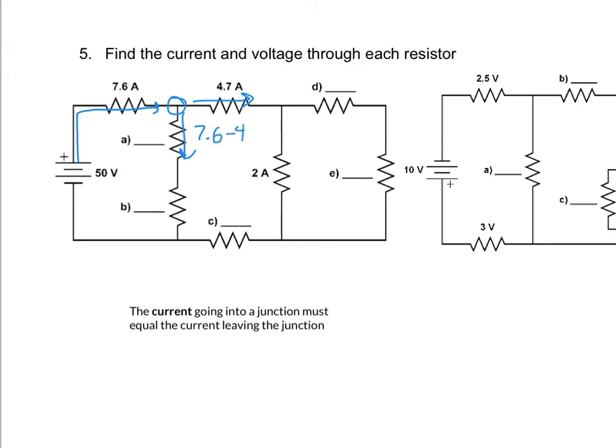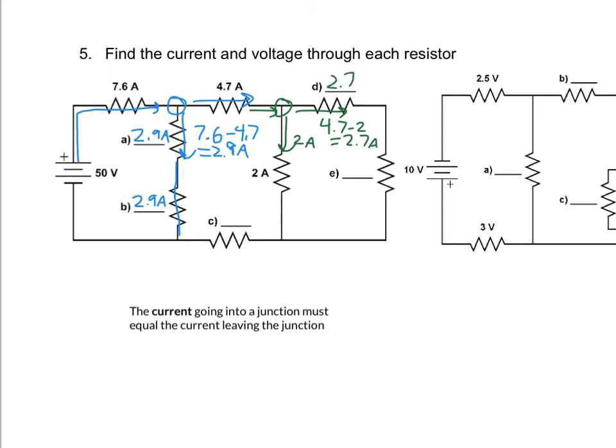So I'm going to say 7.6 minus 4.7 gives me 2.9 amps. And that's going to be the current that runs through resistor A and continues on here through resistor B. I then find my next junction, which is right here. I see that I have the 4.7 coming in. 2 amps is going to go down when we want to know how much goes straight. So I'm going to say 4.7 minus 2 gives me 2.7 amps.